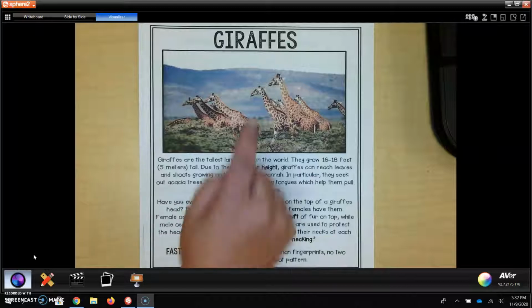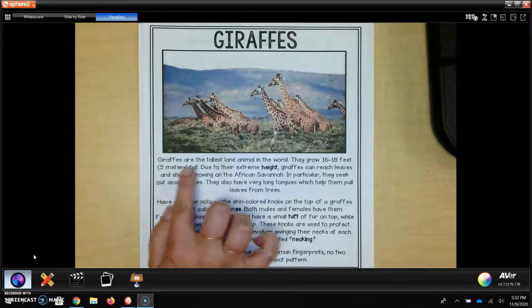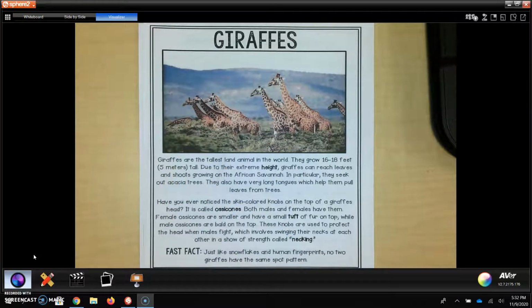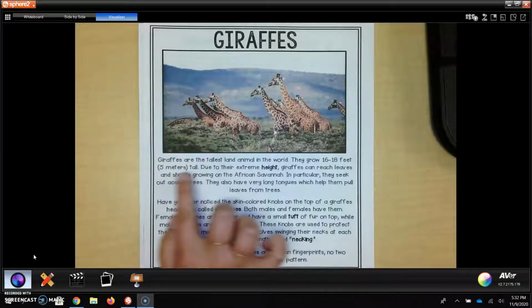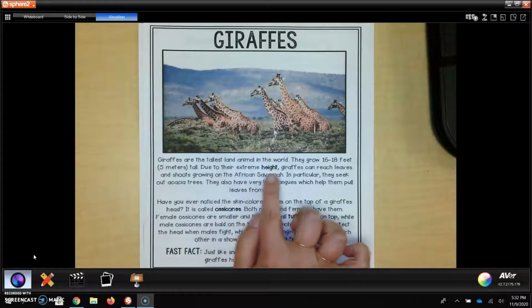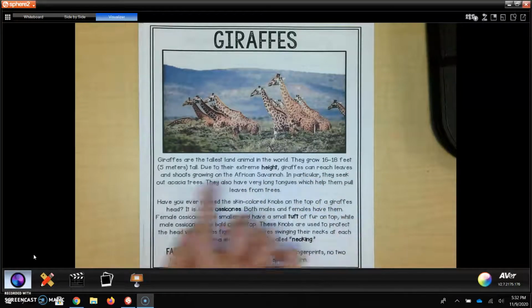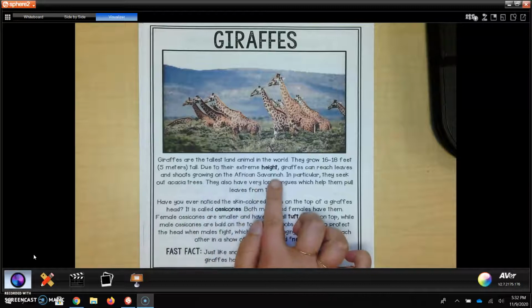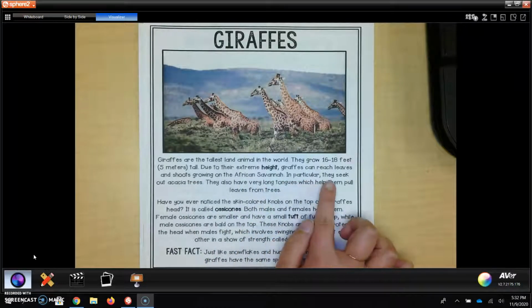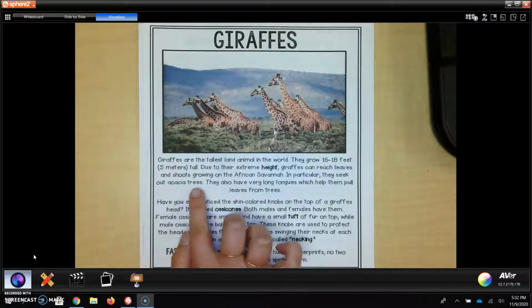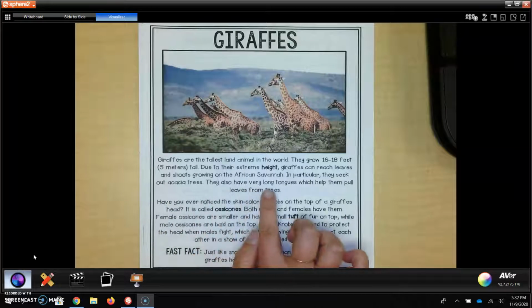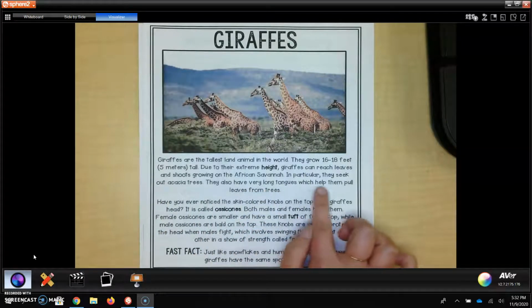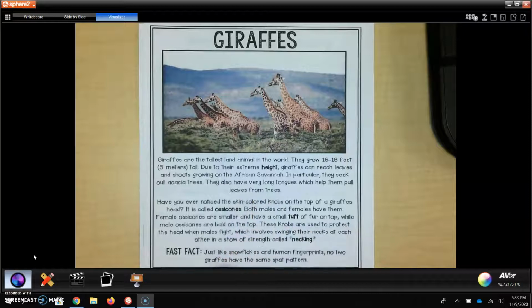Okay, so our title is called Giraffes. Giraffes are the tallest land animal in the world. They grow 16 to 18 feet, or 5 meters, tall. Due to their extreme height, giraffes can reach leaves and shoots growing on the African savanna. In particular, they seek out the acacia trees. They also have very long tongues, which help them pull leaves from trees.